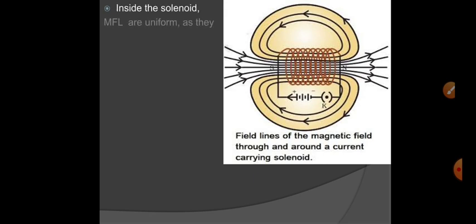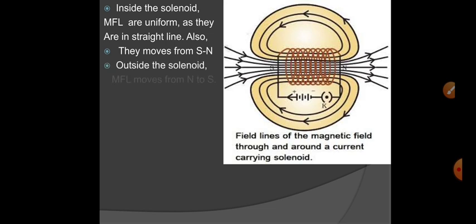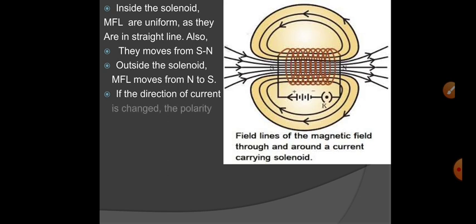And inside the solenoid, as you can see, the magnetic field lines are shown as straight lines. That's why the region enclosed inside the solenoid has uniform magnetic field lines, and the magnetic field lines inside the solenoid move from south pole to north pole, just like a bar magnet, whereas outside the solenoid the magnetic field lines are directed from the north pole to the south pole.